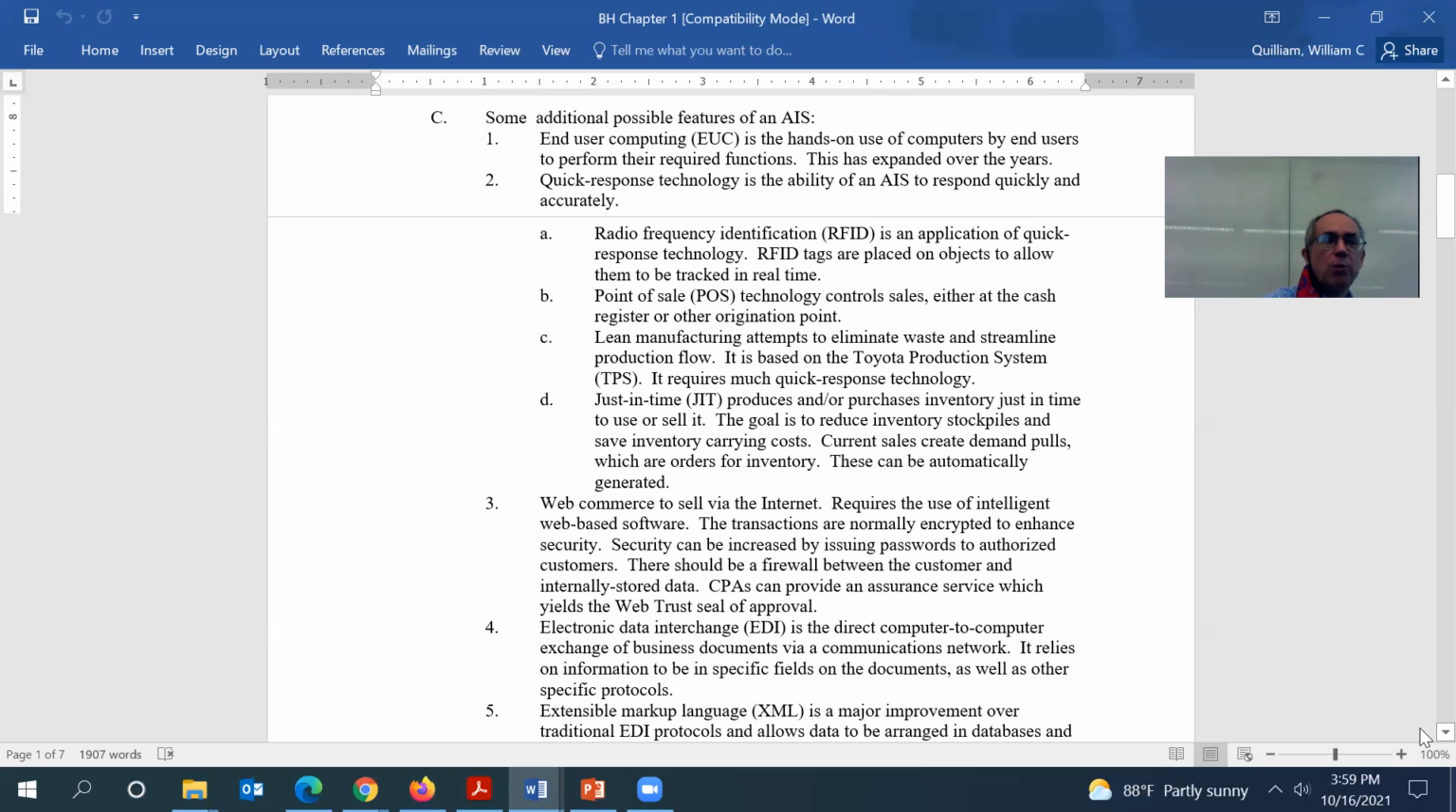Well, here's some additional features we want in an AIS. Say that 3 times fast. Well, end user computing, EUC, is the hands-on use of computers by end users to perform the required functions, and that sure has expanded over the years. So the computer sitting on one's desk does a lot more than an entire mainframe computer did back 70 or 70 plus years ago. So more and more for end users, they are able to do more and more on their own computer. That can be very good. It can be very bad too from the standpoint of security.